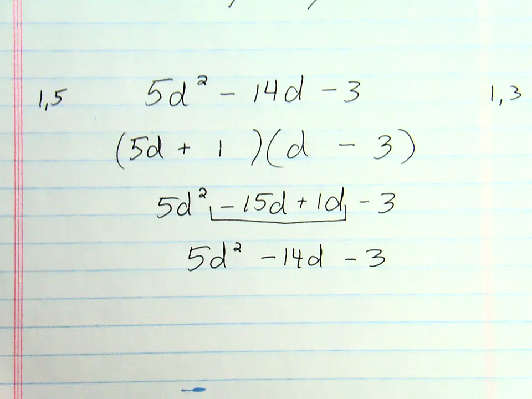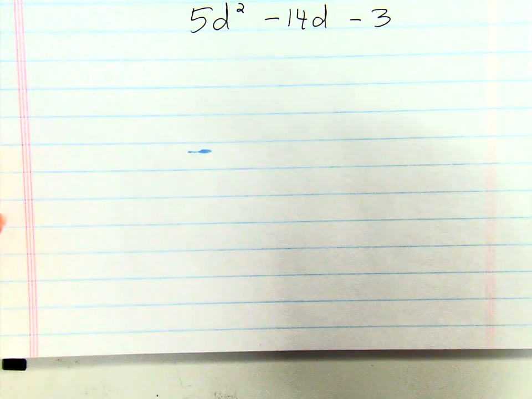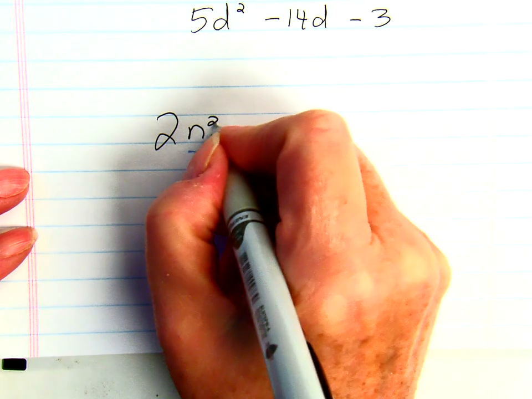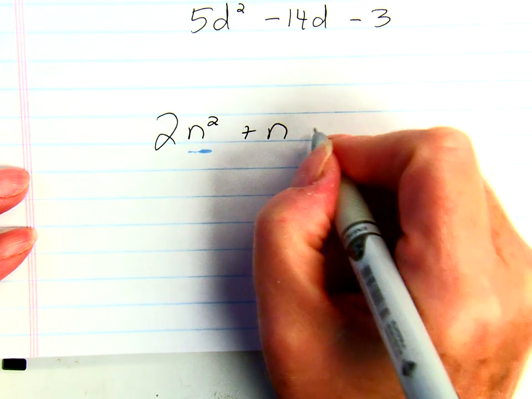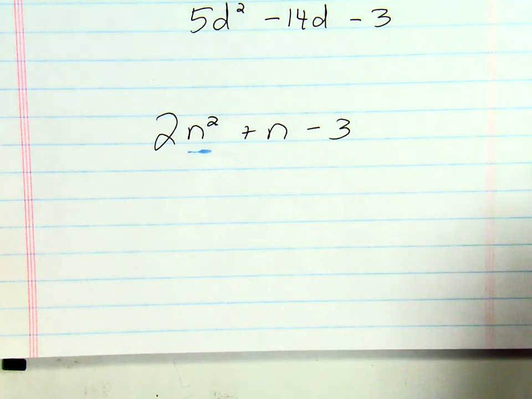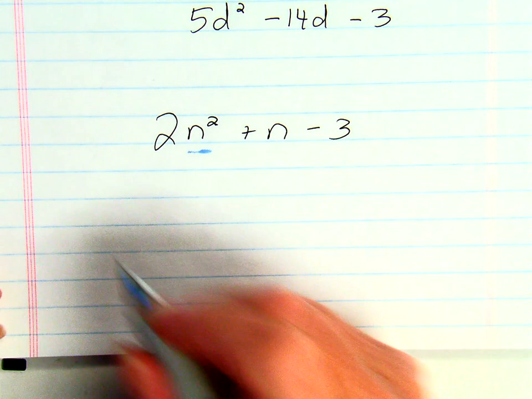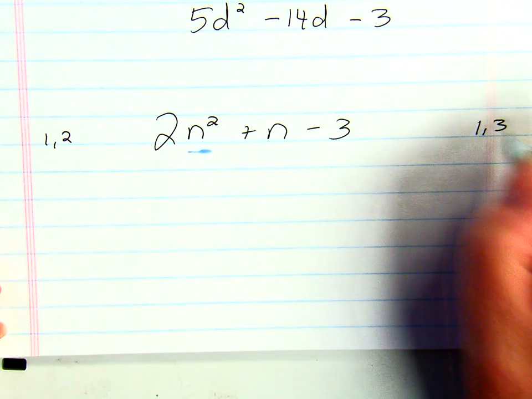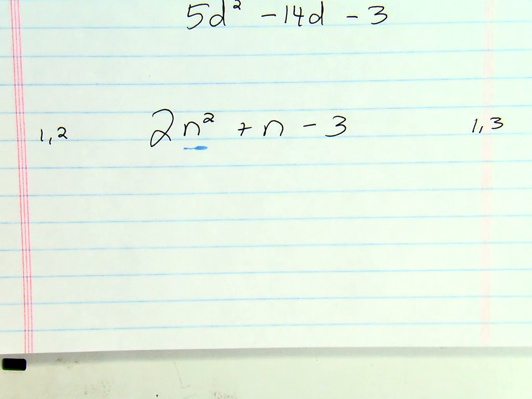Okay, so let's do another one. Our next one is 2n squared plus n minus 3. Notice that my problems are really pretty simple. Yours will be a little bit more complex tomorrow and take just a little bit more thinking. But they're being very nice to Mrs. Basic right now because her thinking is not always that great.